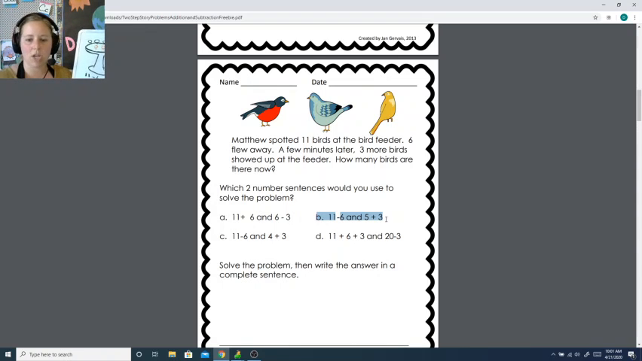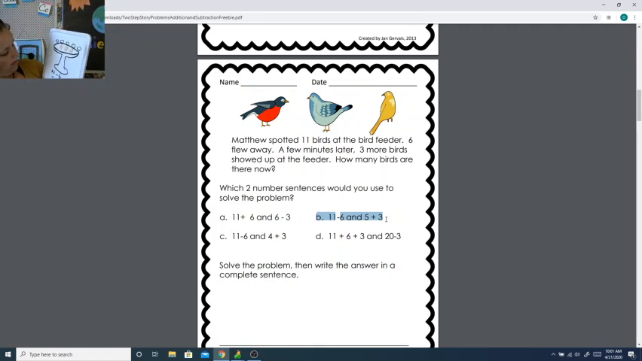Okay, so it says solve the problem, then write the answer in a complete sentence. So let's solve the problem now. So 11 minus 6, we said that was 5. Then 5 plus 3 equals 8. Okay, my answer is not just 8 because I have to write in a complete sentence. So down here I'm going to write a complete sentence. Answer is 8. It says how many birds are there now? So I'm going to write there are 8 birds. And I could finish the sentence off a couple different ways.